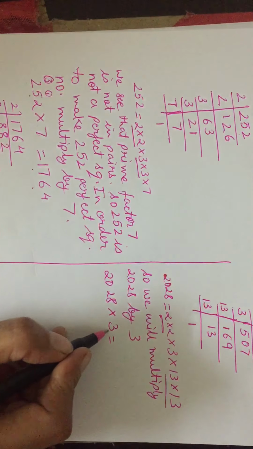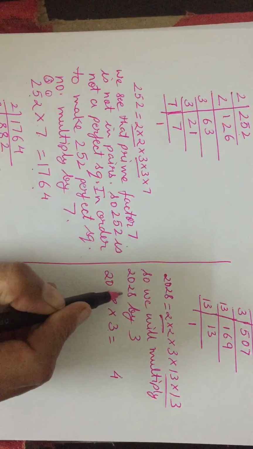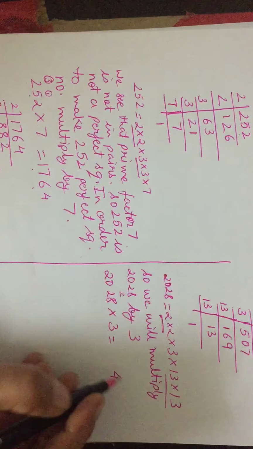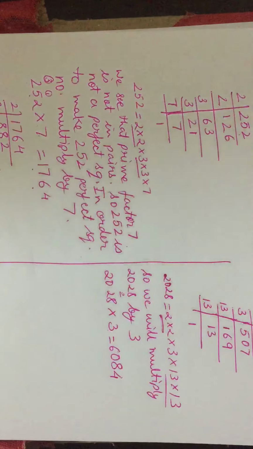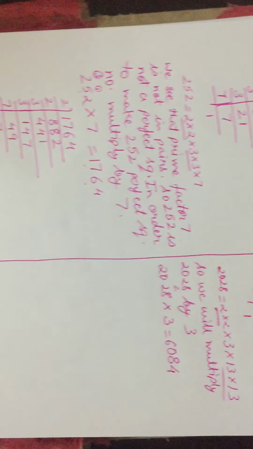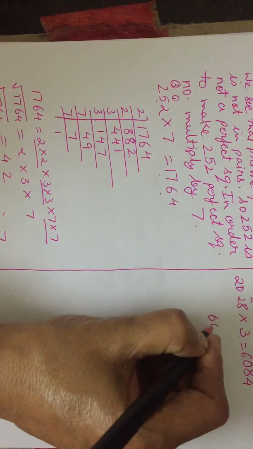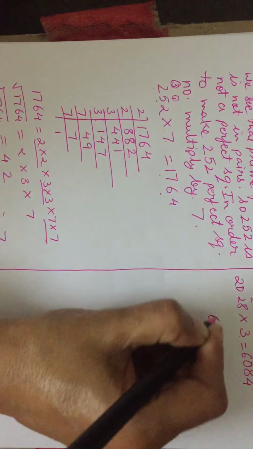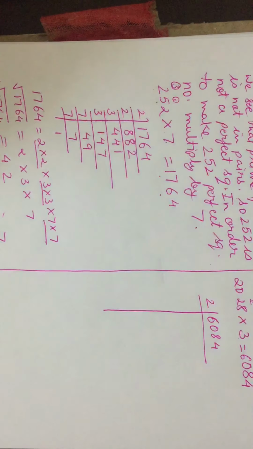Again you can do it orally. 3 eights are 24, carry over 2. 3 twos are 6 plus 2 is 8. 3 zeros are 0. And 3 twos are 6. Okay. Now we will try to find the square root of 6084. So as usual we divide.